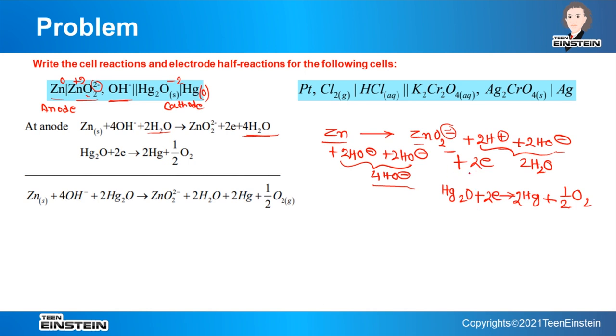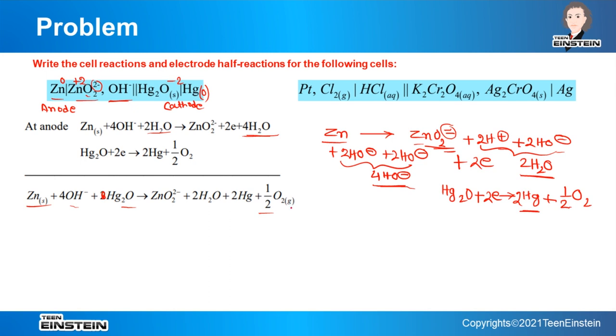Now see what we will do, we will add these two equations. So when we are adding these two equations, what are we getting? We are getting this overall cell reaction. In the overall cell reaction there is Zn, 4OH minus, then 2Ag2O, sorry, it is not 2Ag2O. Then on the right hand side we have ZnO2 2 minus, 2H2O, this one, and 2 mercury and half oxygen.